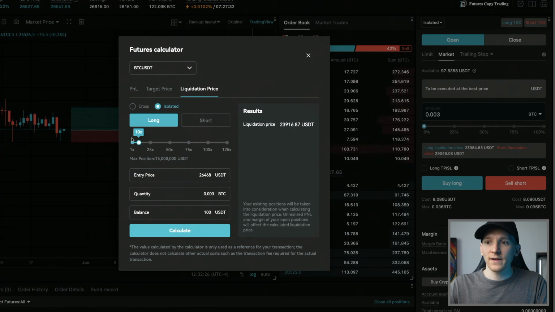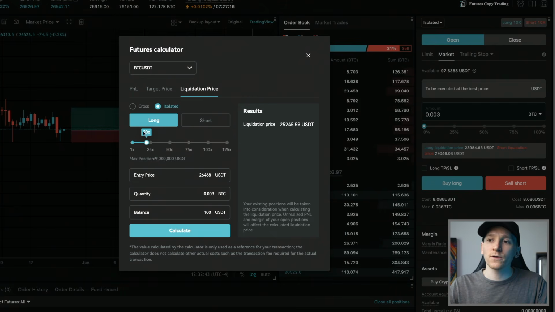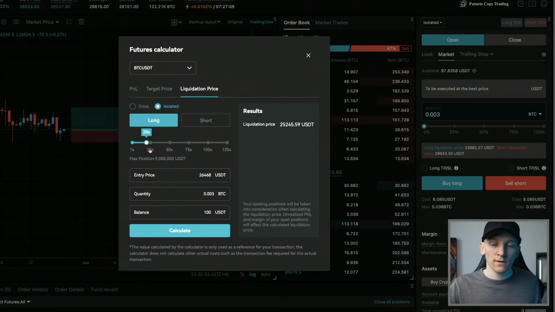So what we can do is increase leverage, and we can see how that works. So let's increase to maybe 20x, and let's go calculate. And the liquidation price is 25,245, which is still below our stop loss price. So what you can see here is that you can actually use extra leverage and still have the liquidation price below your stop loss price, which is absolutely fine. So you can use that extra leverage without taking any more risk.